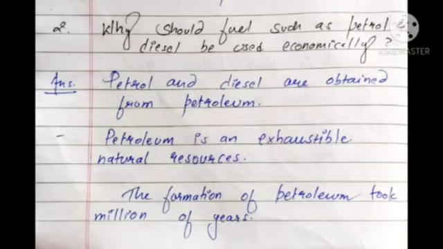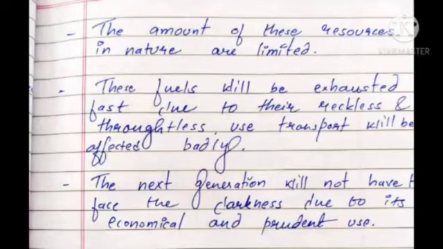And the answer is, petrol and diesel are obtained from petroleum. Petroleum is an exhaustible natural resource. The formation of petroleum took millions of years. The amount of these resources in nature is limited. These fuels will be exhausted fast due to their reckless and thoughtless use.